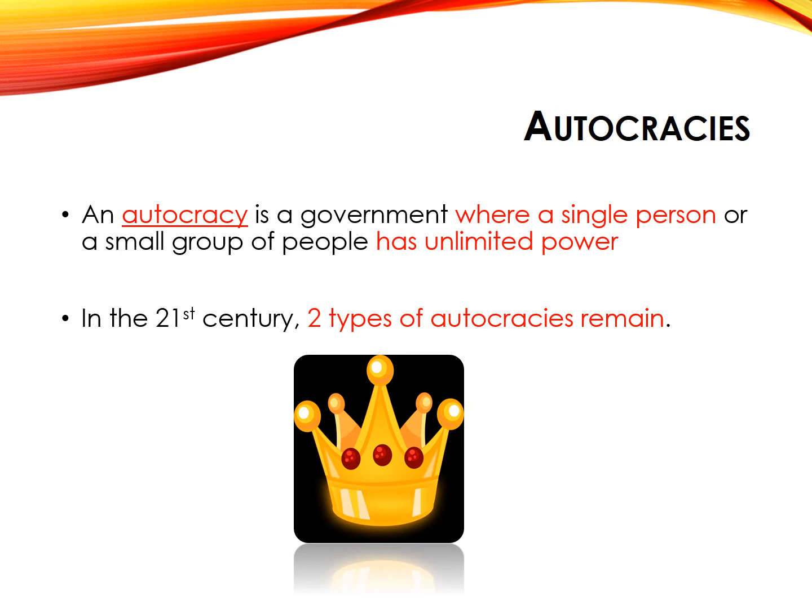Today we no longer have absolute monarchies. Instead, we have limited monarchies where the king or head of the royal family plays a ceremonial role but has little say in the governing of the country. In the 21st century, two types of autocracies remain. The first one is the authoritarian autocracy.